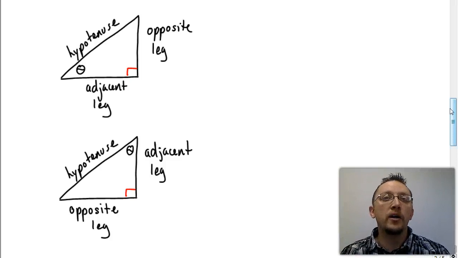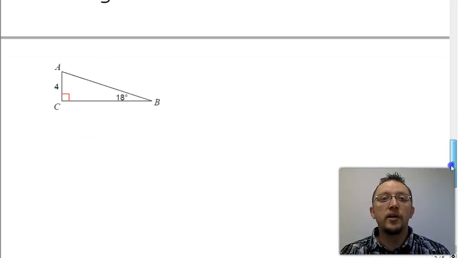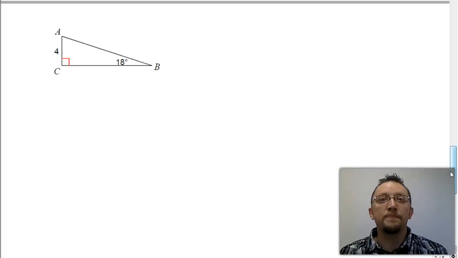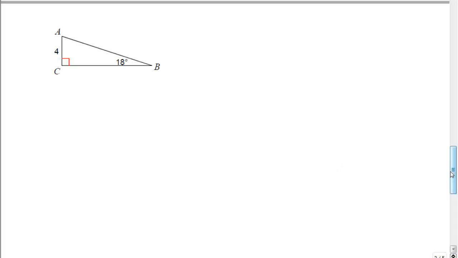Now let's look at how we're going to use SOHCAHTOA and how to solve a triangle. We're going to do this one together. So why don't we take a minute now to look at how to do this one, and then you're going to do one on your own. Okay, so let's see what we're given here.